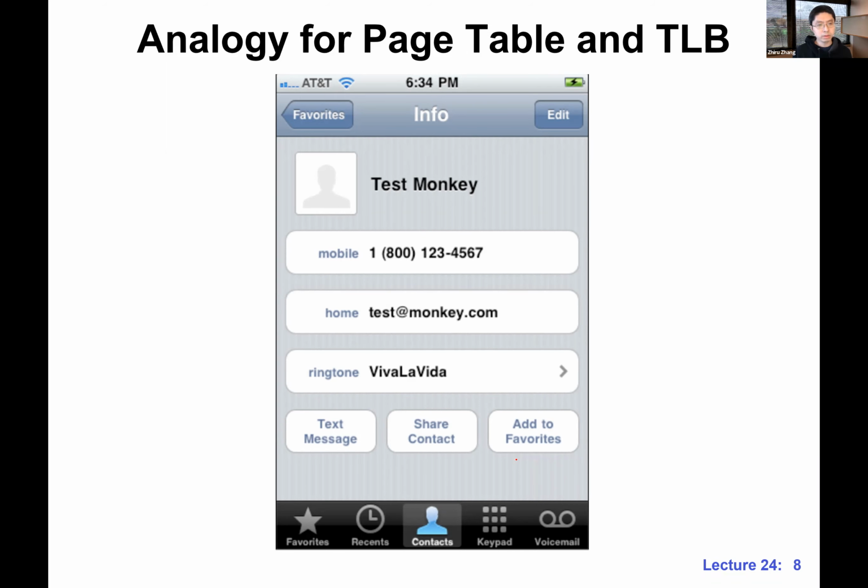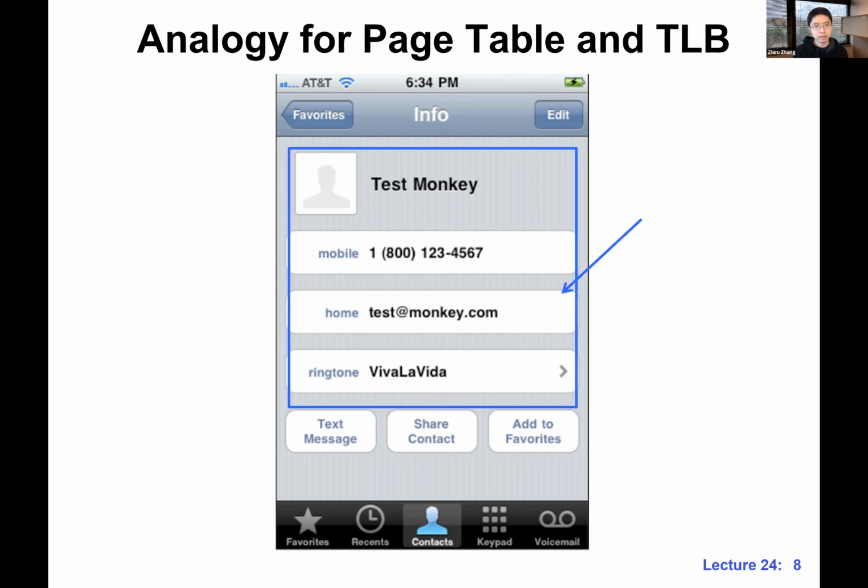Okay, so this is what you see in your smartphone. What is the page table over here? What is this thing? The contact list is actually the page table. If you look at one of the entries in this contact list, this is a PTE, a page table entry. This is something that I want to ask next.